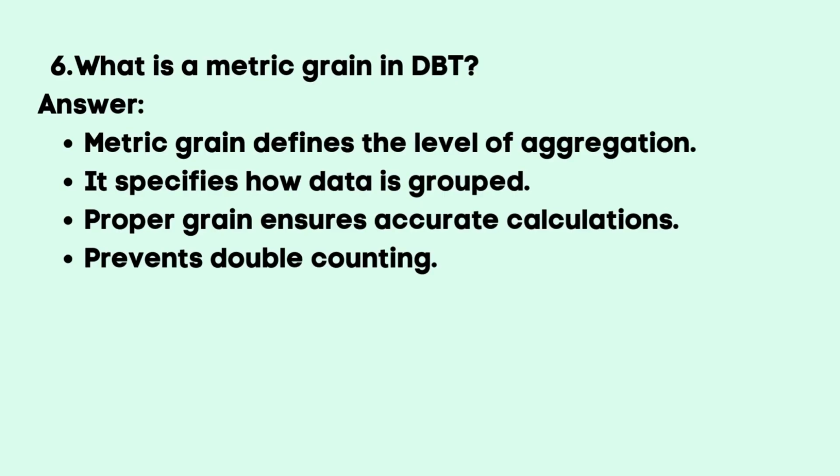What is a metric grain in DBT? Answer: metric grain defines the level of aggregation. It specifies how data is grouped. Proper grain ensures accurate calculations. Prevents double counting.